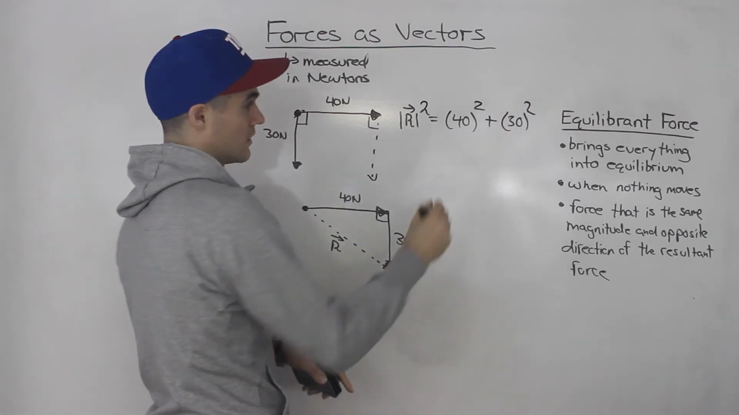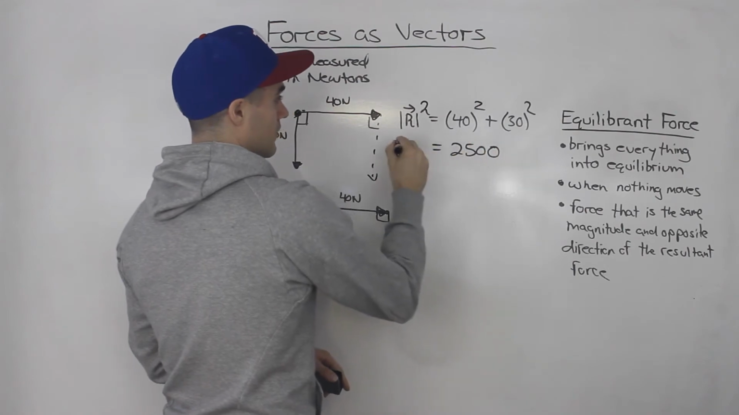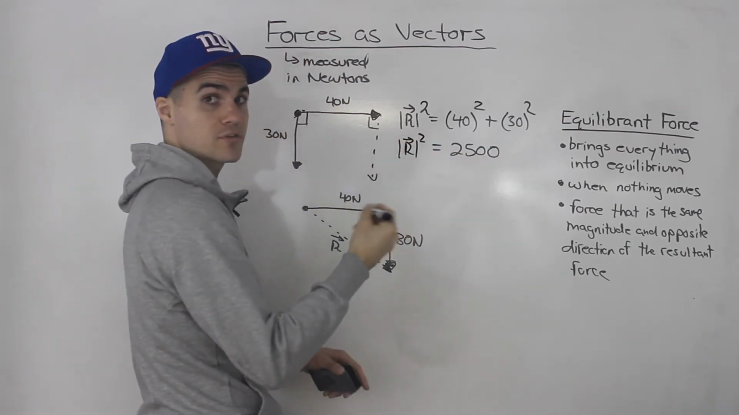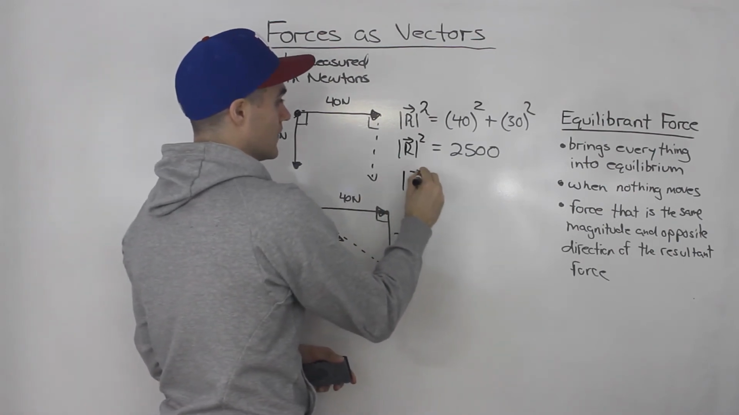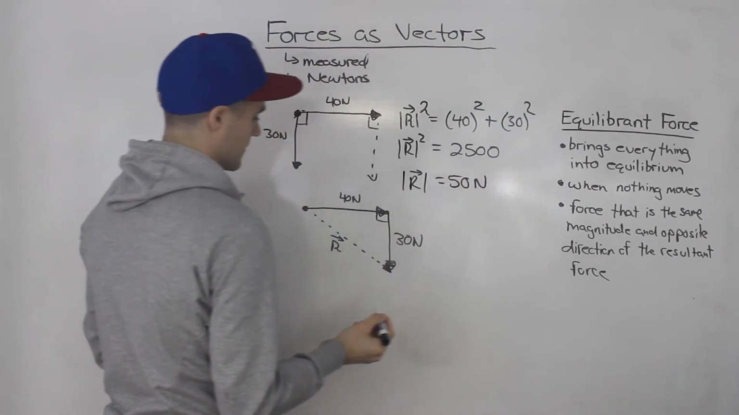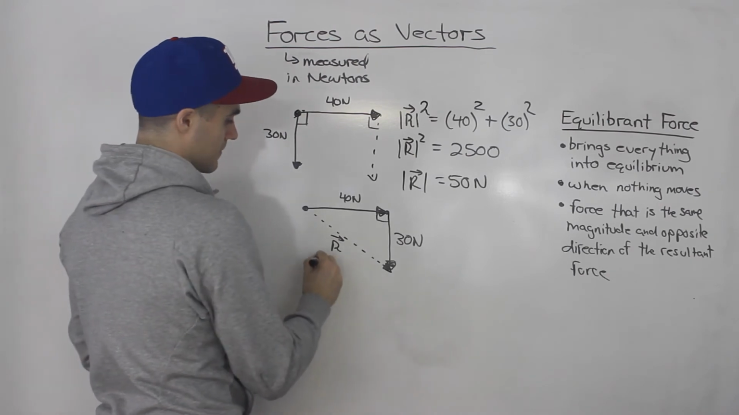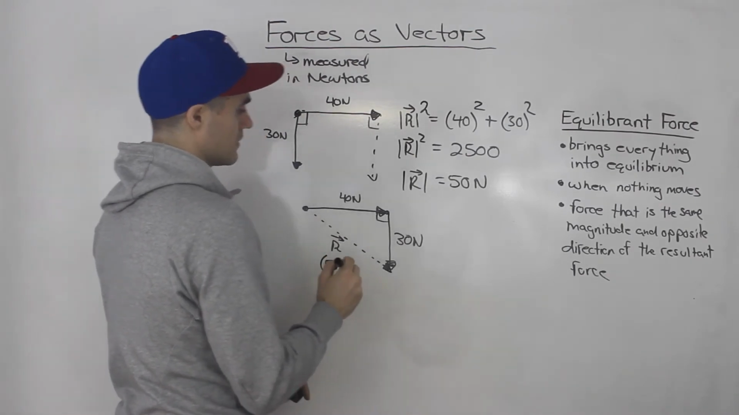squared. Adding these up, you'll end up getting 2,500. That will be the magnitude of the resultant squared. Square root both sides to get the magnitude of the resultant on its own. And we get 50 newtons. So this resultant vector here has a magnitude of 50 newtons.